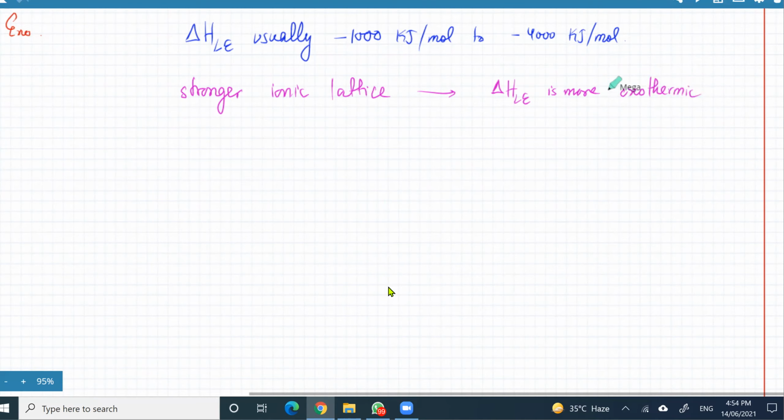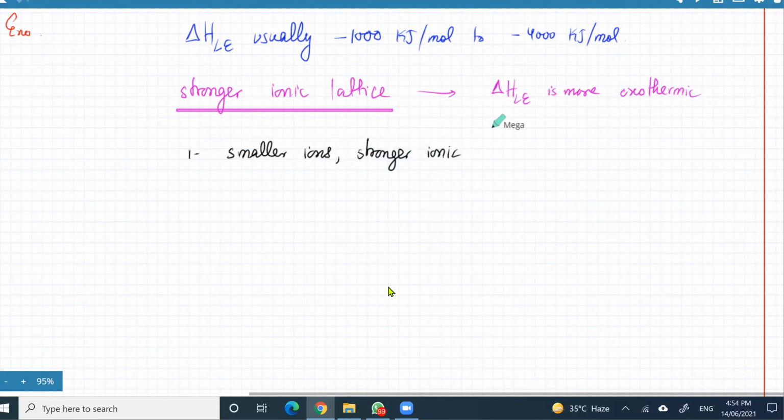So what do you think? How do you determine whether an ionic lattice is strong or weak? What factors contribute to that? Any idea? The size of the atoms in the ionic lattice. Okay, so number one is that smaller ions always form stronger bonds because they're closer together. So there would be more attraction. Stronger ionic bonds are going to be formed.